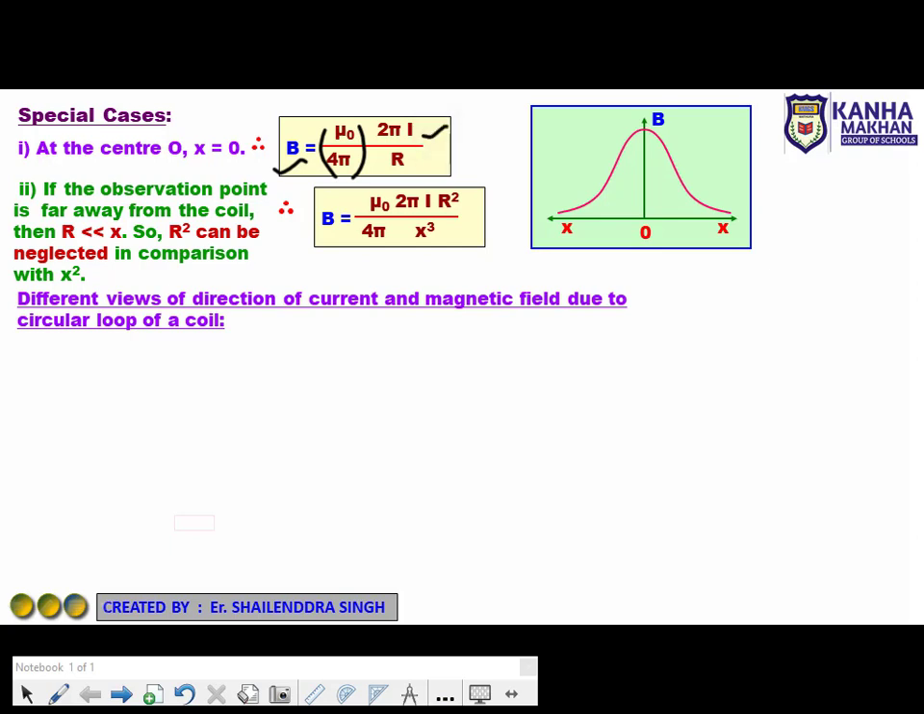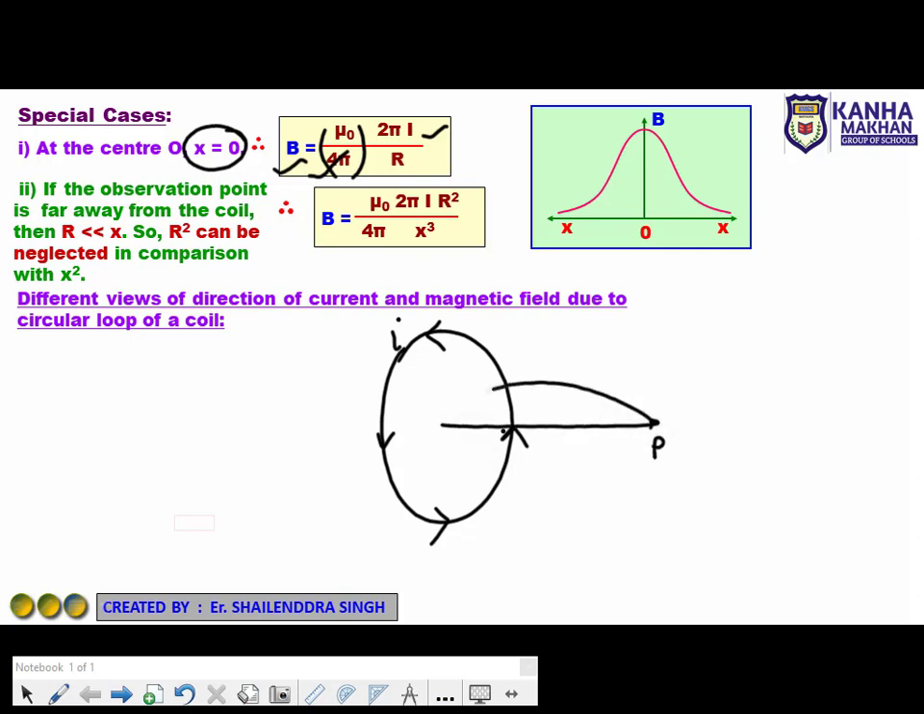If x is 0, just putting the value of x equals to 0 in the previous formula, you will find the final formula for it. It is the magnetic field at the center. You know very well, it was the figure for the loop. Current is flowing in the anti-clockwise direction and this one point was P. Now, this point P is situated at the point O. Meaning to say, we want to find the magnetic field at the center of it. So, what will the value be? You know very well, its value becomes mu naught upon 4 pi, 2 pi I by r, by putting the value of x equals to 0 in the previous formula.